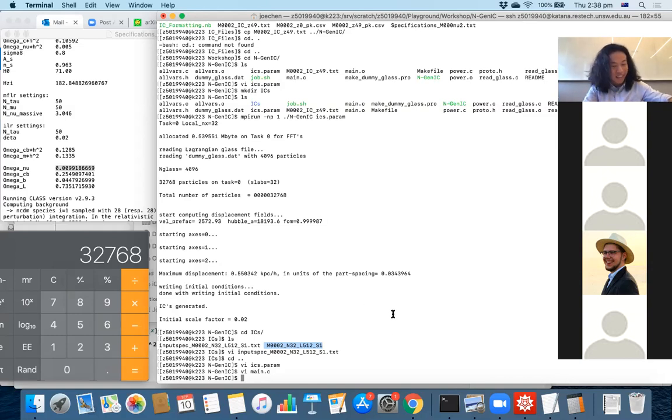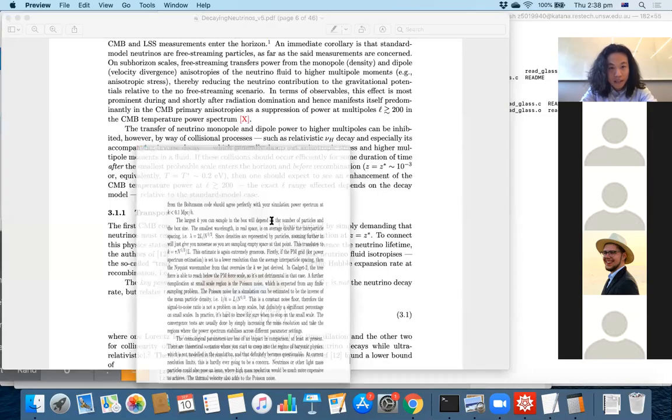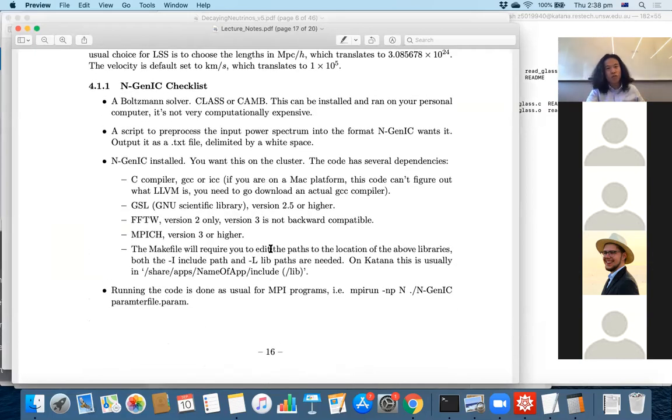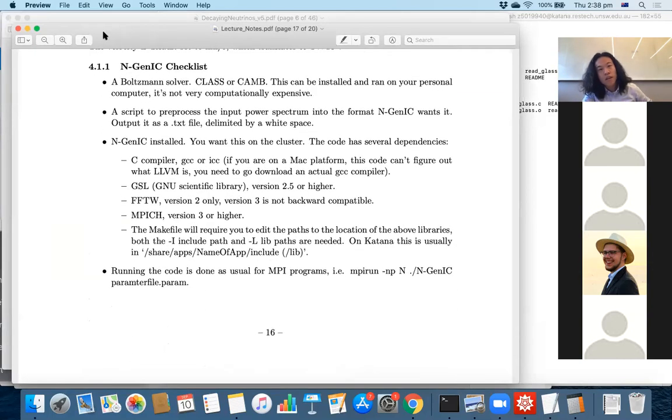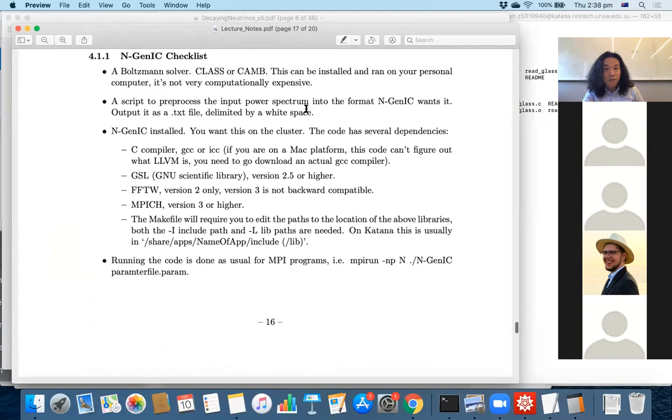Okay. So in the folder I sent, there's a lecture note PDF, and I also wrote down a checklist of all the things you should do to generate initial conditions. You first have to go to a Boltzmann solver to get the linear power spectrum. Then pre-process the power spectrum into a format that NGenic wants. That's the Mathematica notebook I sent. If you want to do it in Python or somewhere else, it's the same. Just make sure it's in the same format and delimited by white space.